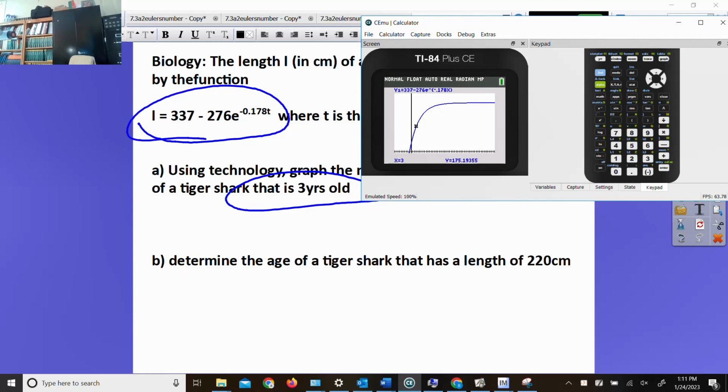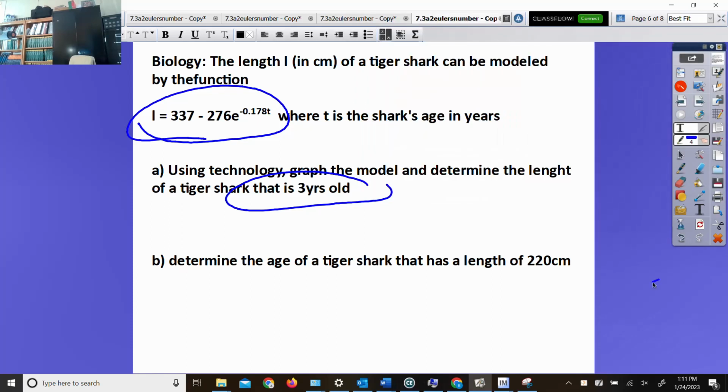Anyways, when X is 3, roughly how long is the tiger shark? Centimeters, not feet. Did you say foot? That's a big shark. It's a huge shark. Oh, Lord. 175 centimeters. All right. Determine the age of a tiger shark that has a length of 220.